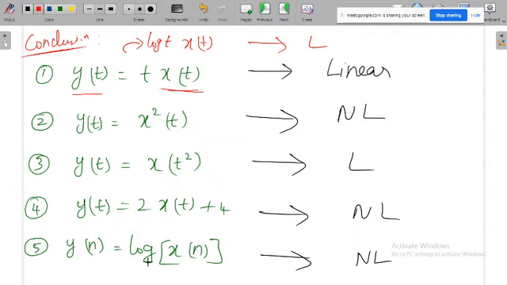Even sometimes they give sine x of n instead of log. Again this is non-linear only. Sine by nature is non-linear, and it is applied to the input, so this is non-linear. Even if you are not convinced, you can go by the ordinary procedure and prove that sine x of n is also a non-linear quantity.